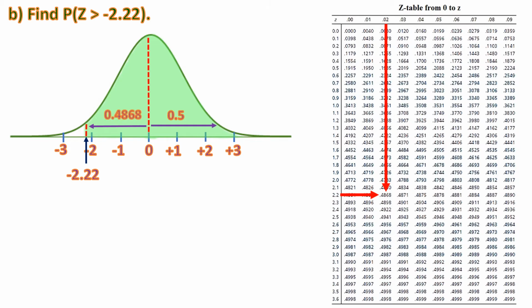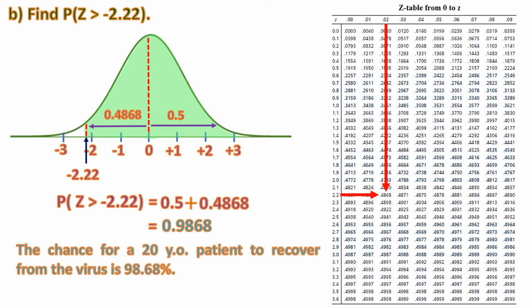So this is 0.4868, and we will just add it to 0.5. So it will be equal to 0.5 plus 0.4868. So the sum will be 0.9868. So this means the chance for a 20-year-old patient to recover from the virus is 98.68%.